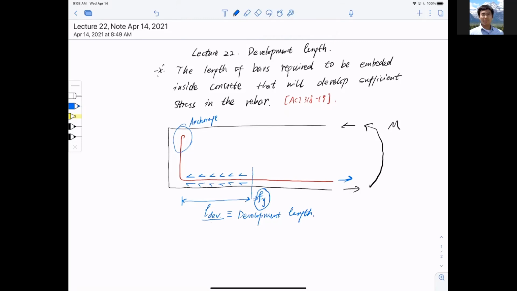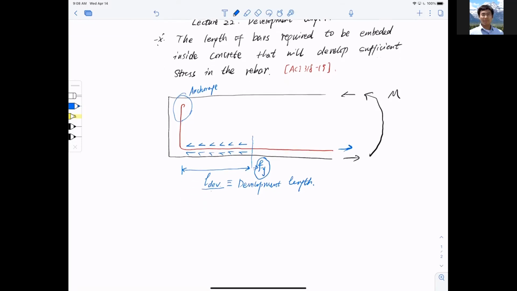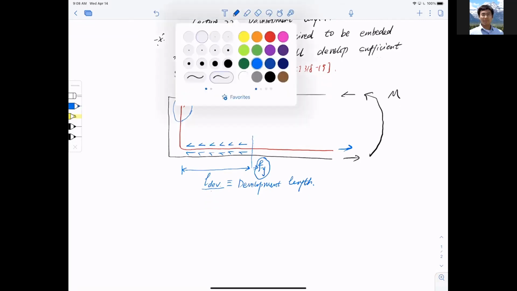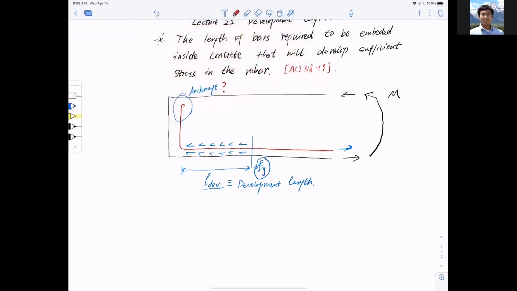Okay, now taking a look at that, you may start to wonder, okay, Bob, yeah, I understand the length. What about the tail? What about the anchorage portion? What about this portion? Let me use a question mark here. Does it count? Well, unfortunately, it doesn't.